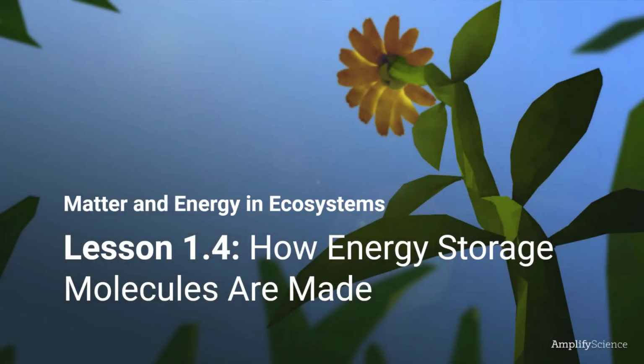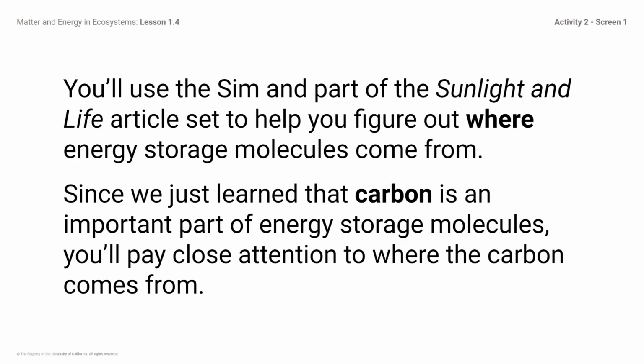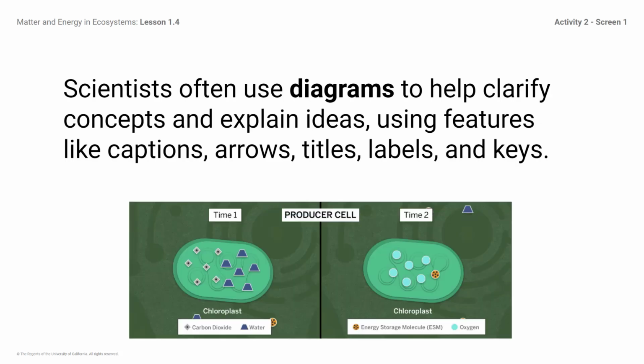Matter and Energy in Ecosystems, Unit Lesson 1.4, How Energy Storage Molecules Are Made. Activity 2, Revisiting Sunlight and Life. You'll use the sim and part of the Sunlight and Life article set to help you figure out where energy storage molecules come from. Since we just learned that carbon is an important part of energy storage molecules, you'll pay close attention to where the carbon comes from.